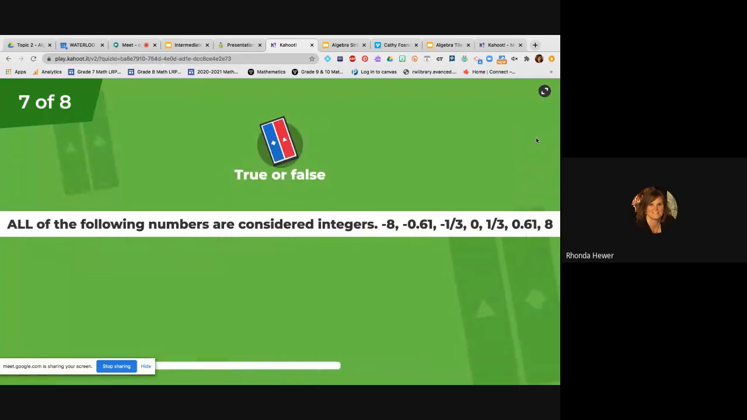All of the following numbers are considered integers, true or false?